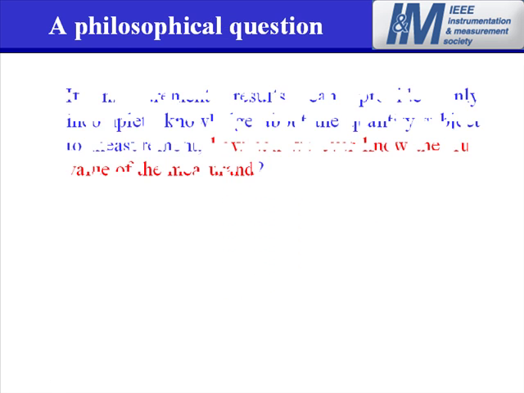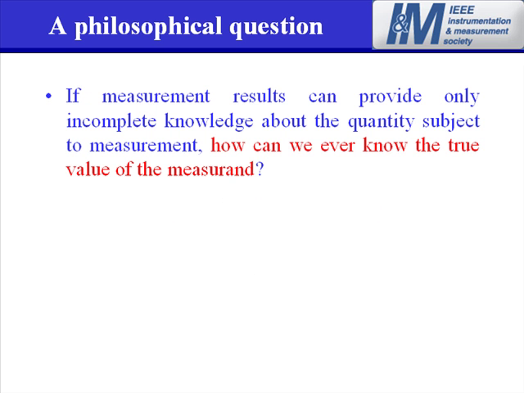So, this approach raises a big philosophical question. We have seen that the measurement results can provide only incomplete knowledge about the quantity we are measuring. So this knowledge is incomplete. And if it's incomplete, how can we ever know the true value of the measurement?